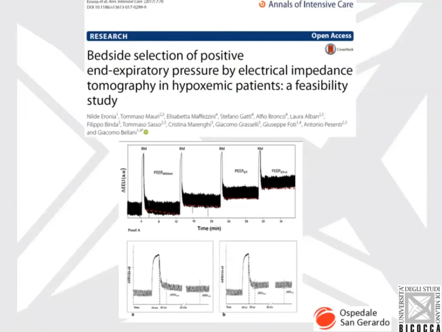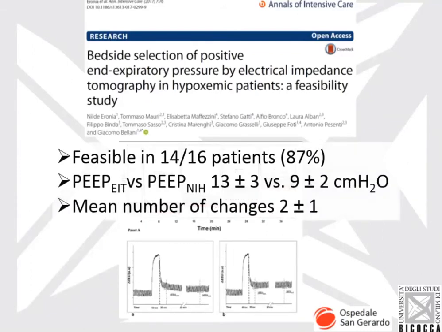We have tested the feasibility of this approach in this study on hypoxemic respiratory failure. Not all patients had ARDS, and we started from the PEEP set according to the ARDS network, and we kept increasing PEEP until we saw that there was no more loss of recruitment following the recruitment maneuver. So here the PEEP is stable. The end expiratory lung volume is stable. This approach was feasible in most of the patients, in 14 out of 16 patients.